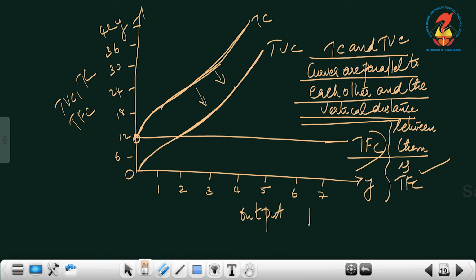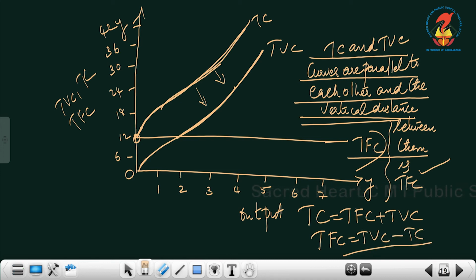Now you know that the equation is Tc is equal to Tfc plus Tvc. Therefore, Tfc is equal to Tc minus Tvc. That is what I told: the vertical distance between Tvc and Tc is Tfc. How did we get that particular point? The explanation is that the Tc and Tvc curves are parallel to each other and the vertical distance between Tc and Tvc is Tfc.